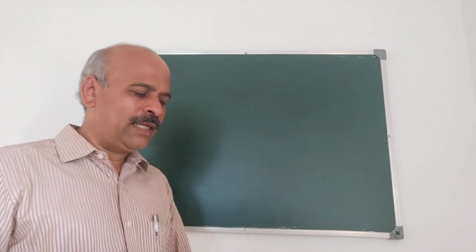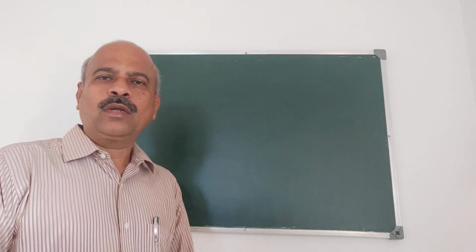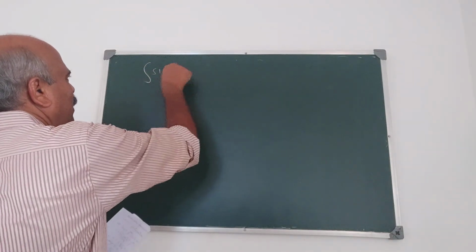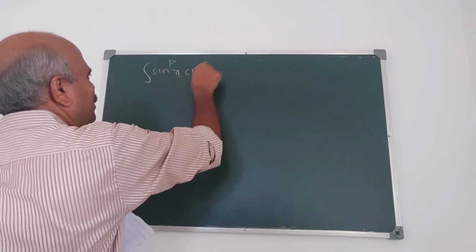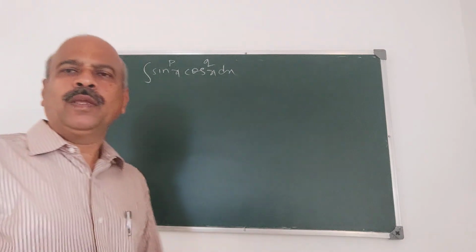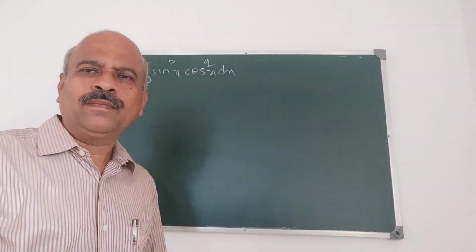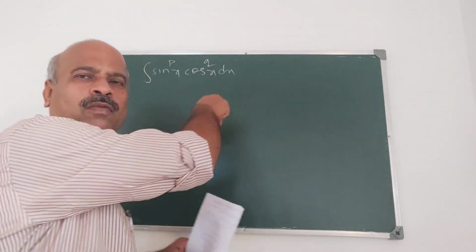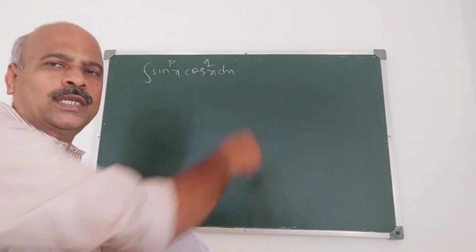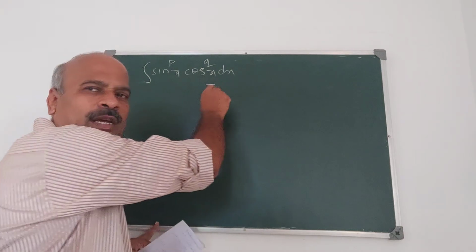Dear students, in my last period, I derived the reduction formula to integrate sin x raised to p cos x raised to q dx, where p and q are integers. I have explained the derivation. What is the simple way of writing this formula?